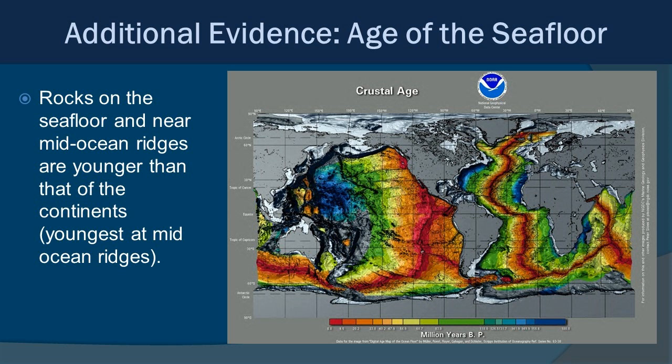We can also look at the age of the seafloor, and very obviously, the rock nearer the mid-ocean ridge, where the molten material is forming new seafloor, has younger ages compared to farther away from those ridges. The image here actually shows you that. The red indicates younger rock, whereas the cooler colors are older rock.